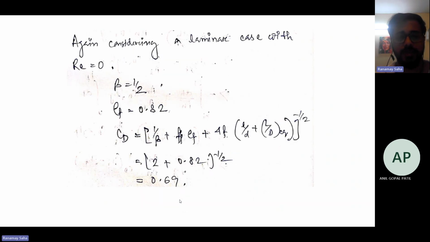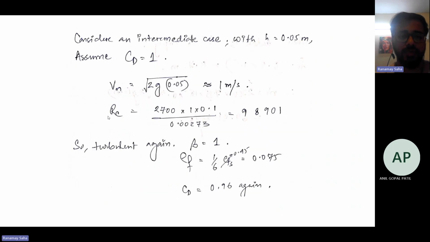Right, so we checked the laminar case, in which we correctly found the CD as 0.69. Then we looked at the third case, an intermediate case, more than laminar and less than the extreme end of the turbulent regime, where we considered the height as 0.05, and here also we found the Re in the turbulent regime only. We found the CD again as 0.96. So it confirmed that our flow is in the turbulent regime and CD is 0.96.